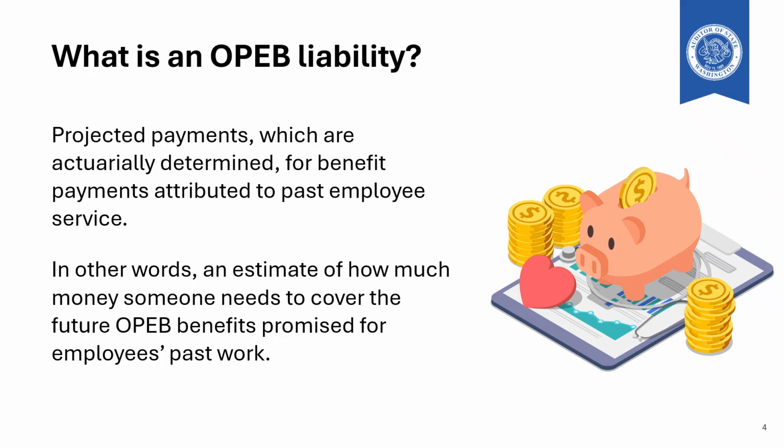An OPEB liability is projected payments that are determined by an actuary for benefit payments that are attributed to a past employee's service. To make this a little clearer, OPEB liability is an estimate of how much money someone needs to cover the future OPEB payments promised to employees for their past work.